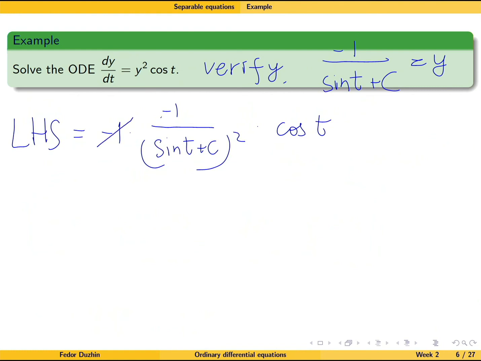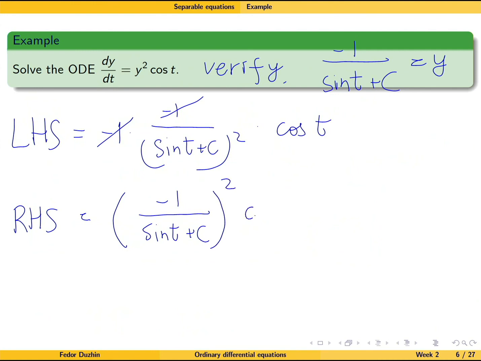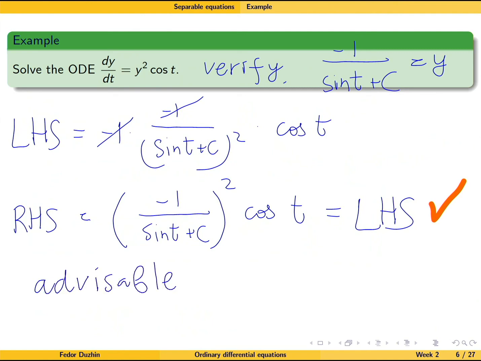Notice that minus 1 cancels out. Then the right hand side is y squared, so let me write minus 1 over sine t plus constant. This is our y squared times cosine t. Well, this is clearly the same thing. It's the same as the left hand side, which means we are done. We have verified that this is indeed a solution of our differential equation. This procedure is, strictly speaking, not necessary because we have found the answer, but it is very advisable. If, say, on the midterm test you have some time to verify your answer, then it is a good idea to do it. Advisable, but not necessary.